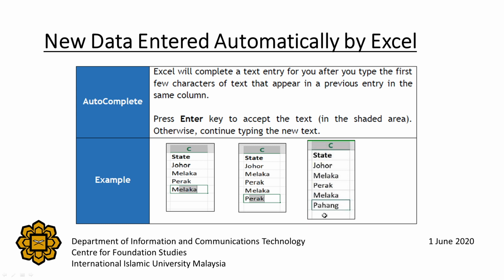Excel will complete a text entry for you after you type the first few characters of text that appear in a previous entry in the same column. Please remember that. You press the Enter key to accept the text, otherwise you can continue typing the new text. So let me show you what autocomplete means.